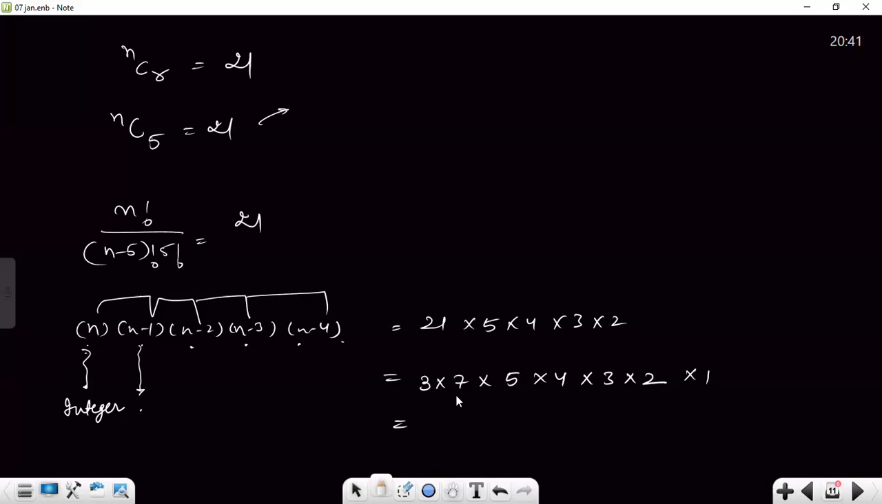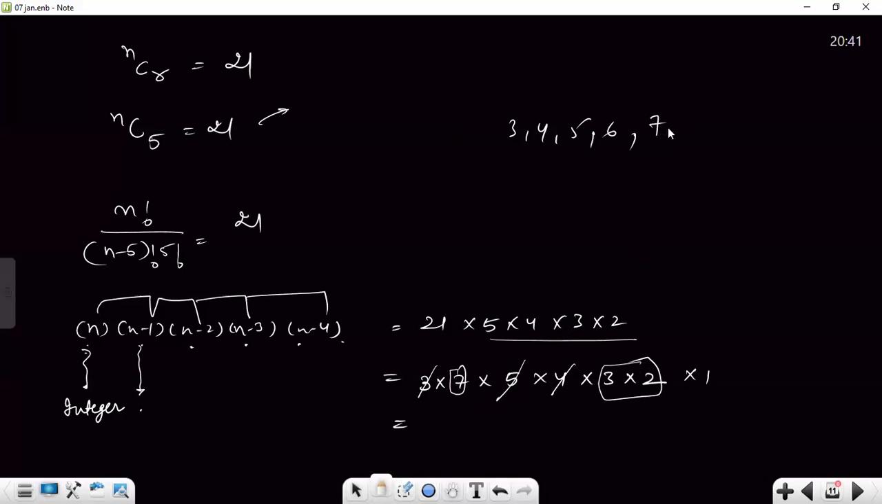So let's try doing something. We can start making with 1: 1, 2, 3, 4 and 5 should come, but if we do so, 21 is left. So we can start with 2 and ignore 1: 2, 3, 4, 5 and 6, but 7 will be left then. So let's ignore 2 and try 3, 4, 5, 6, 7. Are we able to do this? 3, 4, 5, 6 and 7. Cool, we are able to do it.